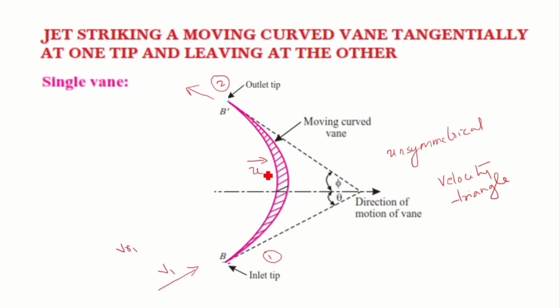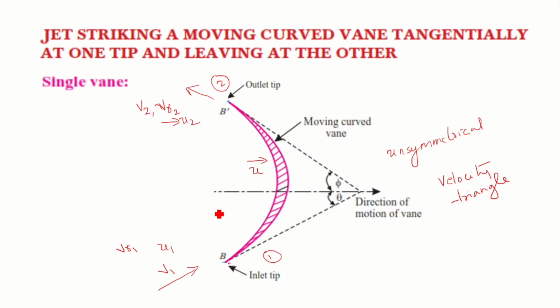The velocity of the vane at the inlet will be u1. At the outlet, similarly, the velocity of the jet will be v2, the relative velocity of the jet will be vr2, and the vane speed at the outlet will be u2. Like that we are denoting.